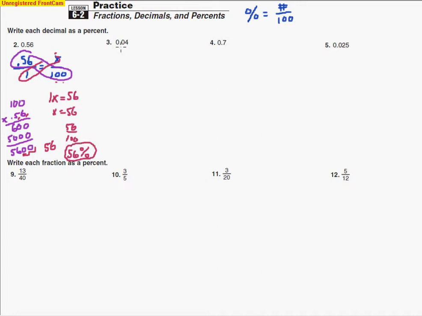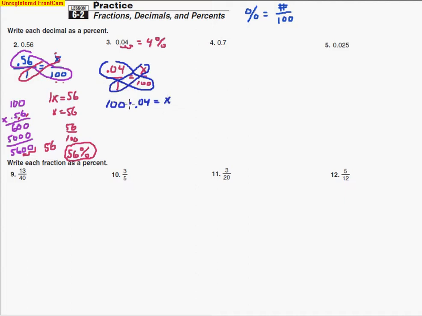Let's look at this one. We think if the rule holds, we should move it 2 spaces to the right. So we should end up with 4%. Let's see if it works. Let's take 0.04 and write it over 1, and we'll set it equal to x over 100. And again, if I cross multiply the numbers that are diagonal from each other, I end up with 100 times 0.04 equals x times 1, which is just 1x, or just x.